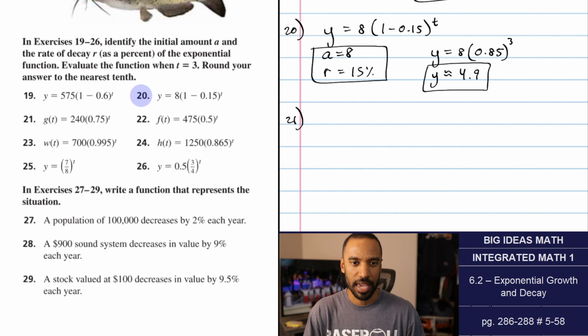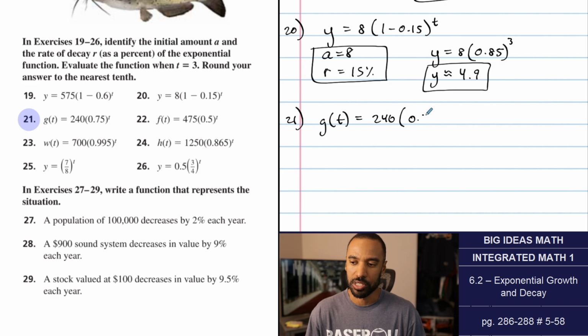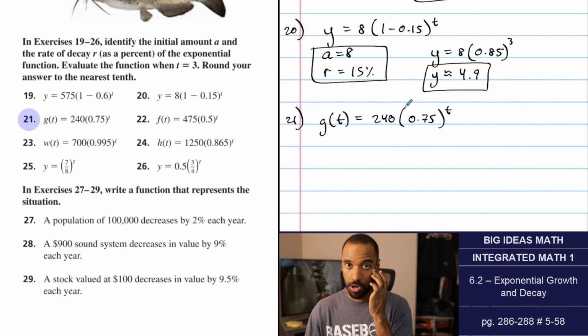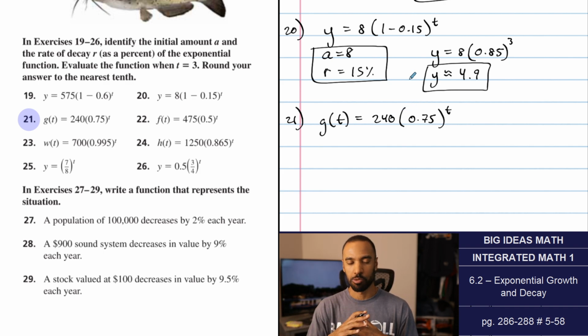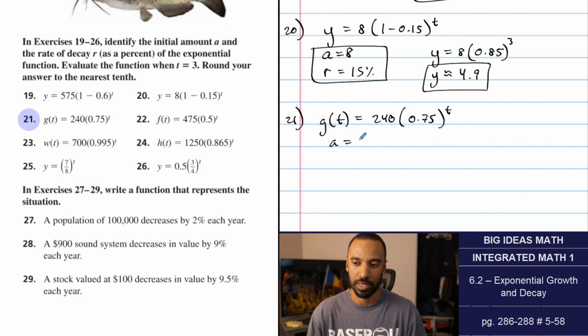I have no good ways of guessing all of what these are going to be close to. So if I guess, I can be way wrong. Number 21, g of t, already function notation showing up. And what else is changing? This now just says 0.75. Does that make r be 0.75? No. Do we multiply by 0.75? Yes. But what is the percentage decrease is what we're talking about. So let's talk about that and work that out.